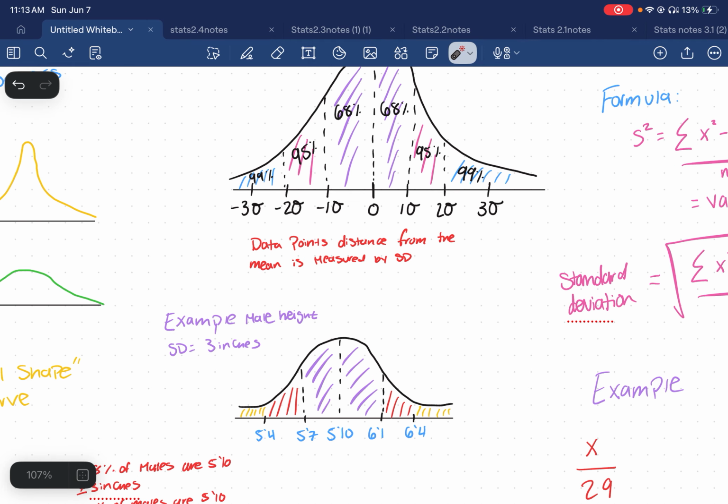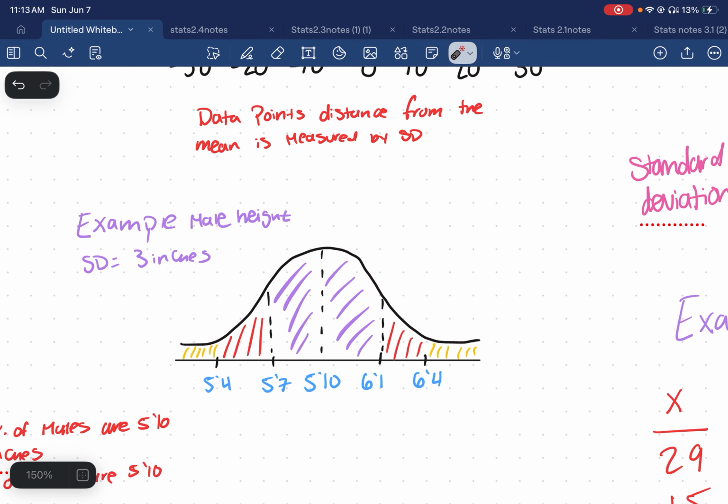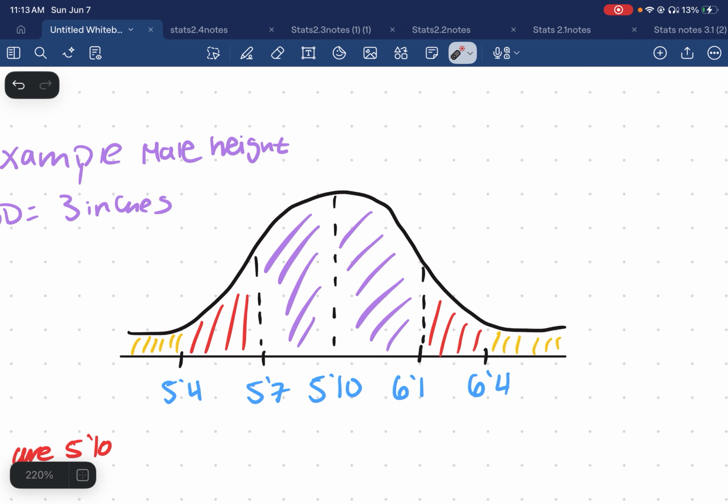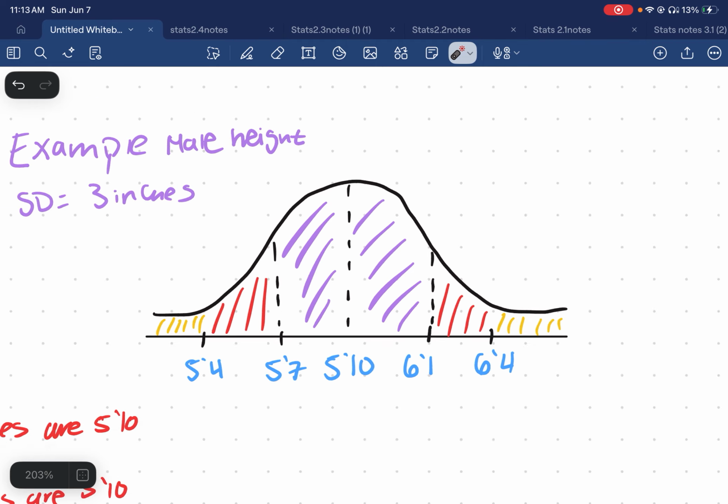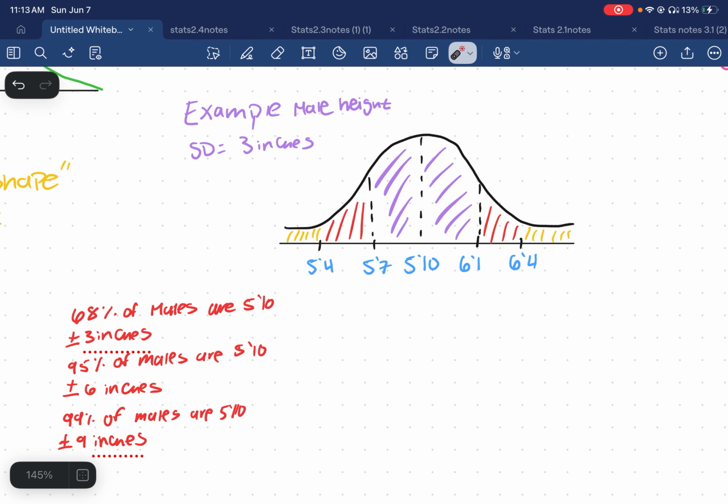So an example that I have is male heights, which has a standard deviation of 3 inches. So the mean or the average height among most males is 5'10", and then we have heights going plus or minus 3. So we have 6'1", 6'4", and then 5'7", 5'4". So what this bell-shaped curve means is that 68% of males are 5'10", plus or minus 3 inches. So right here where this purple is, 95% of males are 5'10", plus or minus 6 inches, which is this red area. And then 99% of males are 5'10", plus or minus 9 inches.